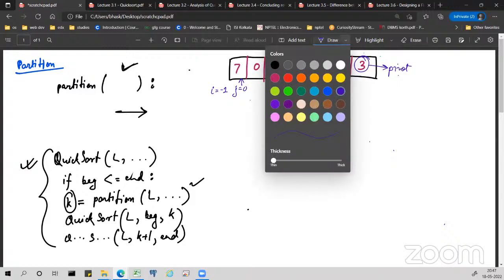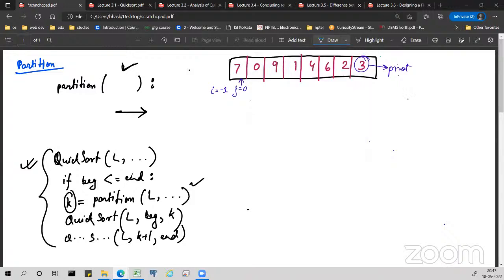Fine. So first is 7. Compare that with 3. 3 is lesser, so 7 is more, right? I told you when it is lesser, we would throw it on the left hand side. But 7 is already greater than 3. So we would only proceed. So my J would proceed over here. J comes over here.